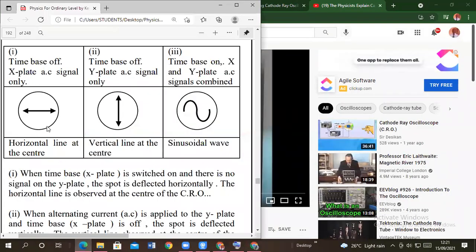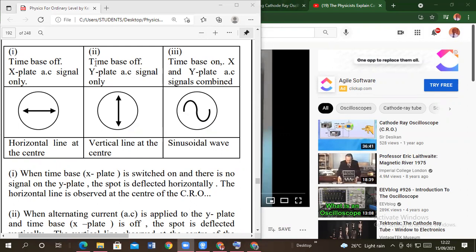So when you go back to our notes, this is what they were talking about: the horizontal line at the center when the SC is connected to the X plates. That is it. Okay, now the other one is, I know you are following. I know everyone is following very well.